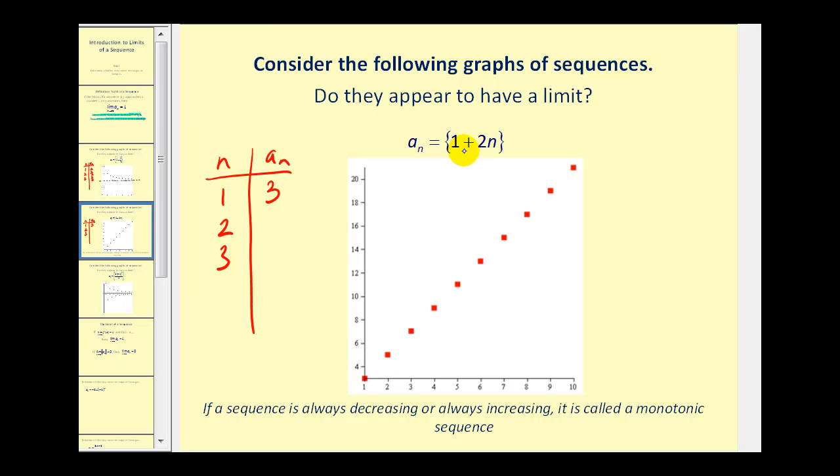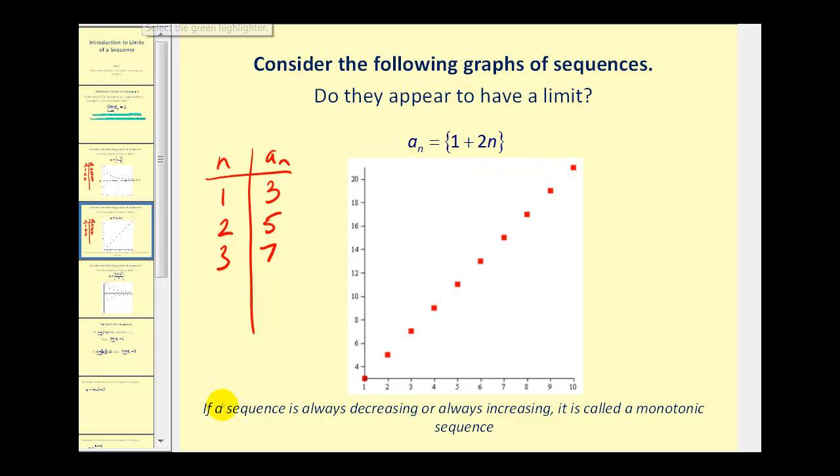When n is 2, we'd have 1 plus 2 times 2, that would be 1 plus 4, or 5. The second point here represents that term. And then when n is 3, we'd have 1 plus 6, or a sub 3 equals 7, as we see here. So notice that as n increases, the value of the terms increase as well. So it would appear that the limit of a sub n as n approaches infinity would approach infinity and therefore does not exist. So we would say that this sequence diverges.